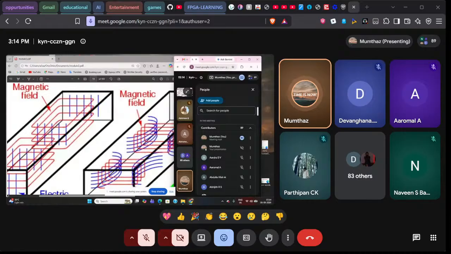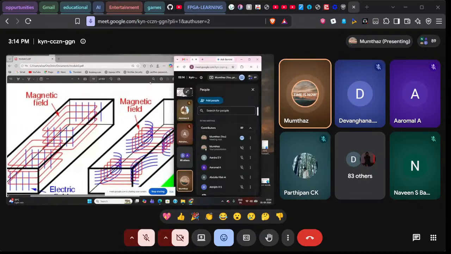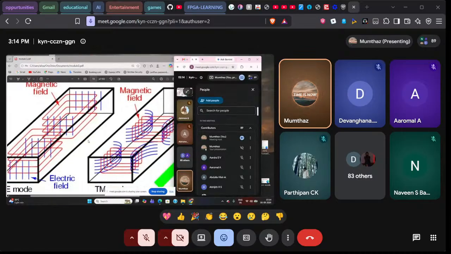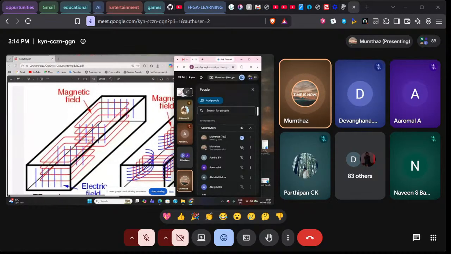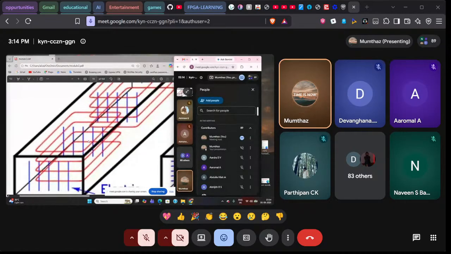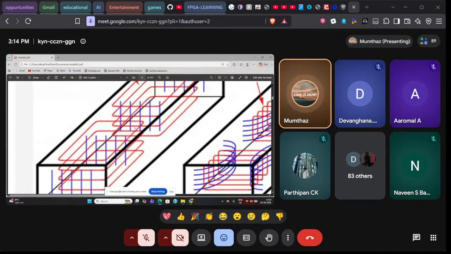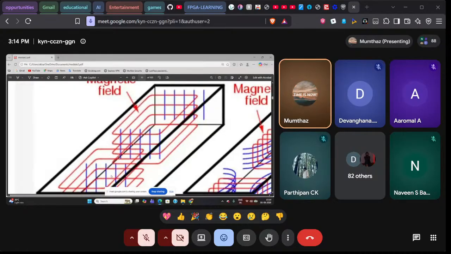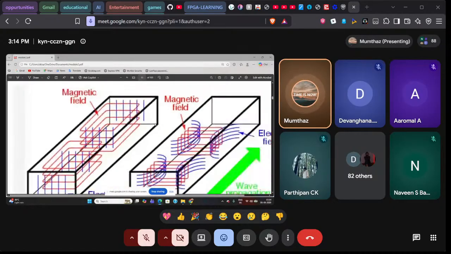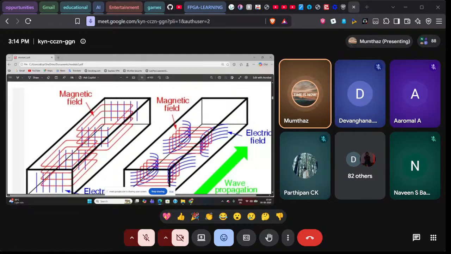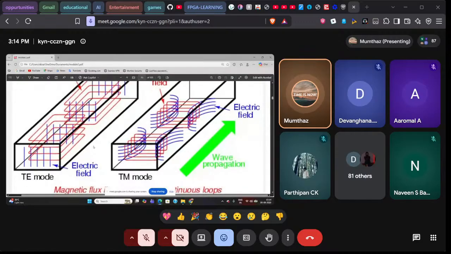This is the depiction of the TE and TM modes. In this case, the blue lines are perpendicular to this rectangular waveguide, and this is the direction of propagation. The electric field is perpendicular to it, which is transverse in nature. And in the case of the magnetic field here, it is shown as perpendicular, or transverse, to the direction of propagation. It is a TM mode.